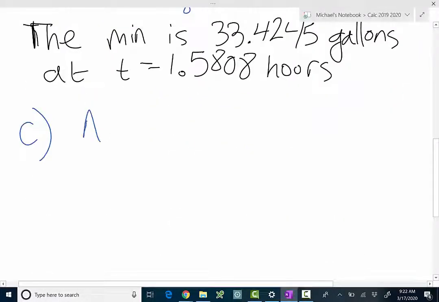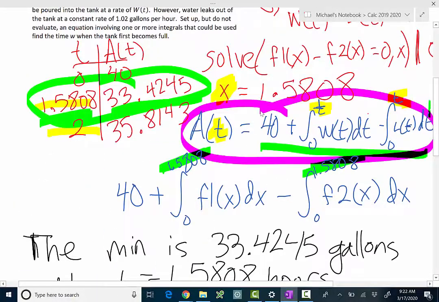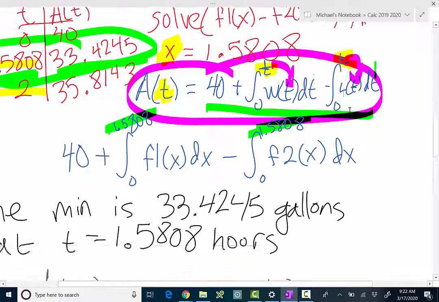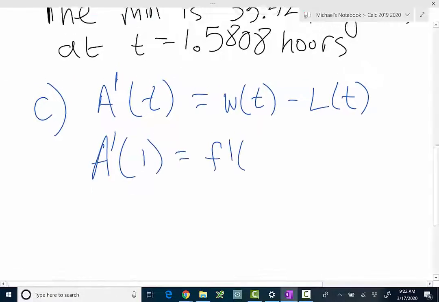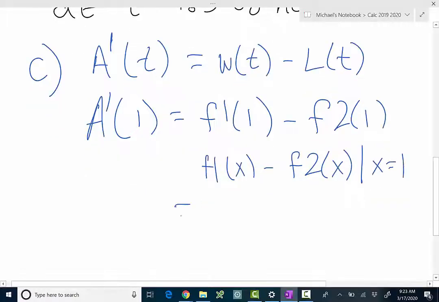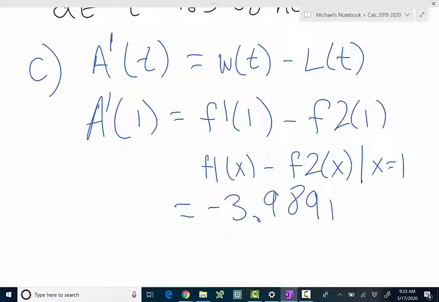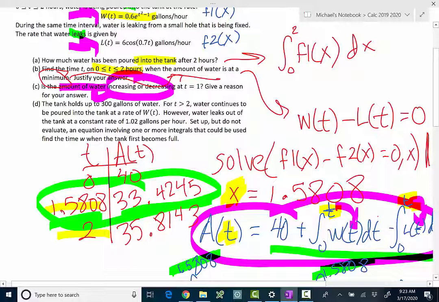Okay, part C wants to know, is the amount of water increasing or decreasing? So a way to do this is to write A prime of t equals W of t minus L of t. It's just the same thing as the total rate, right? The total rate is W of t minus L of t. In our calculator, we would just type that in that way. We get negative 3.9891. That's less than 0. So it's decreasing because W of 1 minus L of 1 is less than 0.